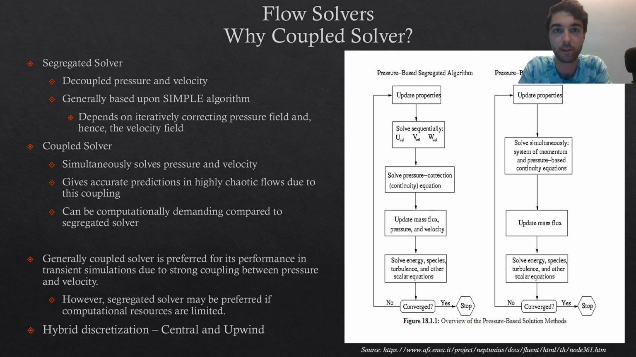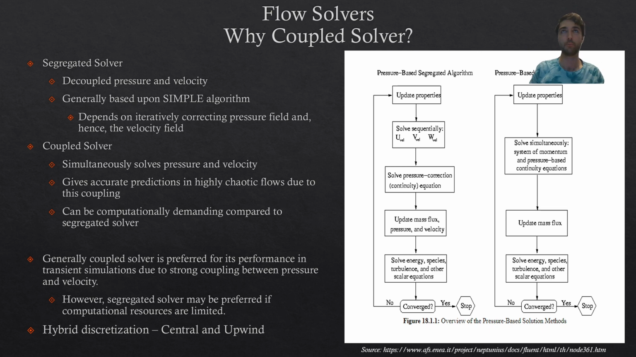And another important factor in these solvers is the discretization. In this tutorial, we will be using hybrid discretization, which involves central and upwind discretization methods. Central is the more accurate yet more dissipative discretization method, and it's unstable compared to upwind. Upwind is more stable, yet more prone to errors and less accurate. So there's a balance between these two.